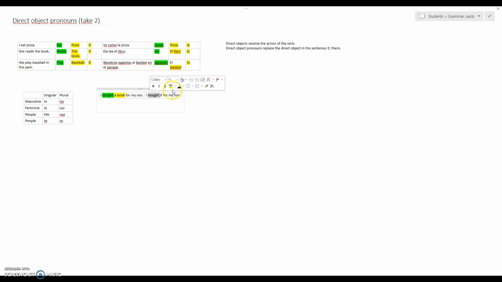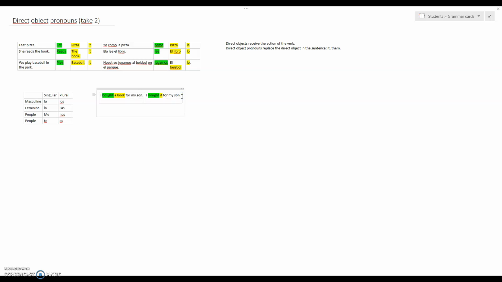In this case, bought is still a verb. I bought is still a verb, so we're going to keep that in green. And in this situation, it is the direct object pronoun, so I'm going to say it in yellow. All right, I bought it for my son.